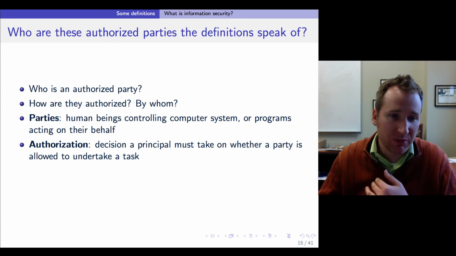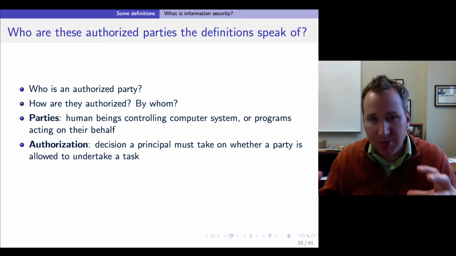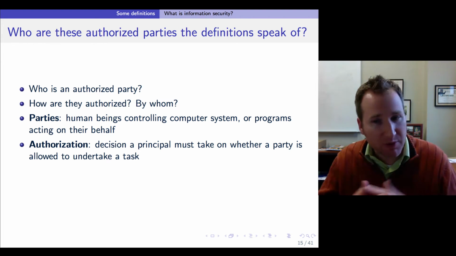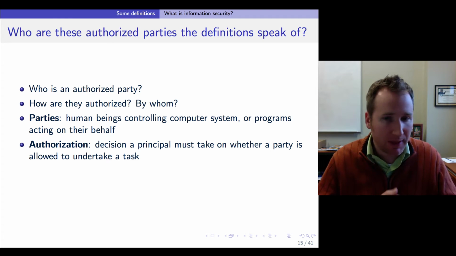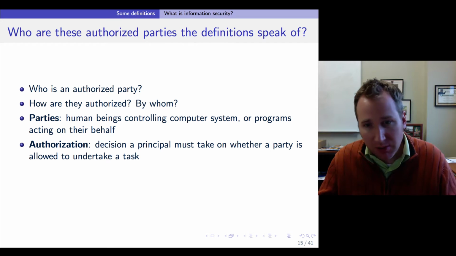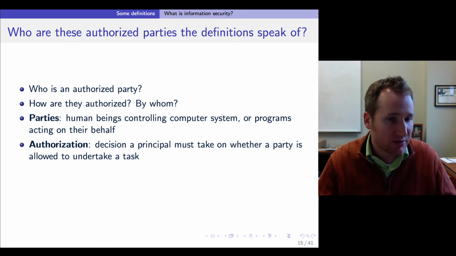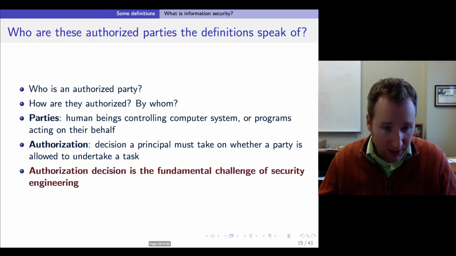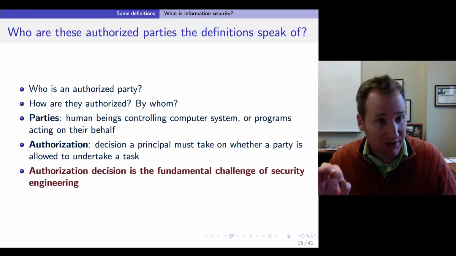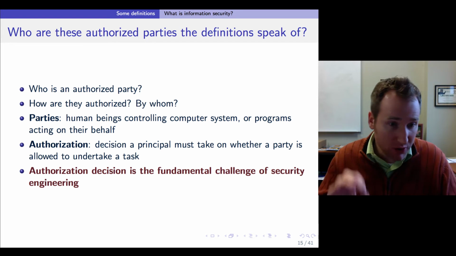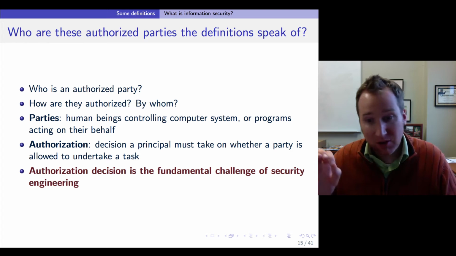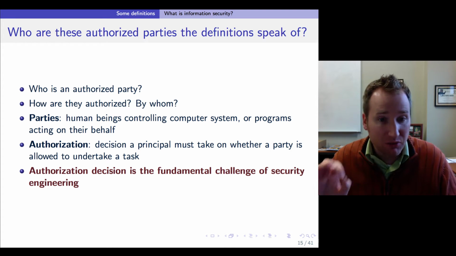One is when we refer to parties, we mean that they're actual people controlling a computer system. But we can also think of them as programs that are acting on their behalf. And then the authorization is simply a decision that a principal must take on whether a party is allowed to undertake a task. Okay, and it turns out that this authorization decision is key. It's the fundamental challenge of security engineering, deciding which parties should be allowed to access, manipulate, or read information.